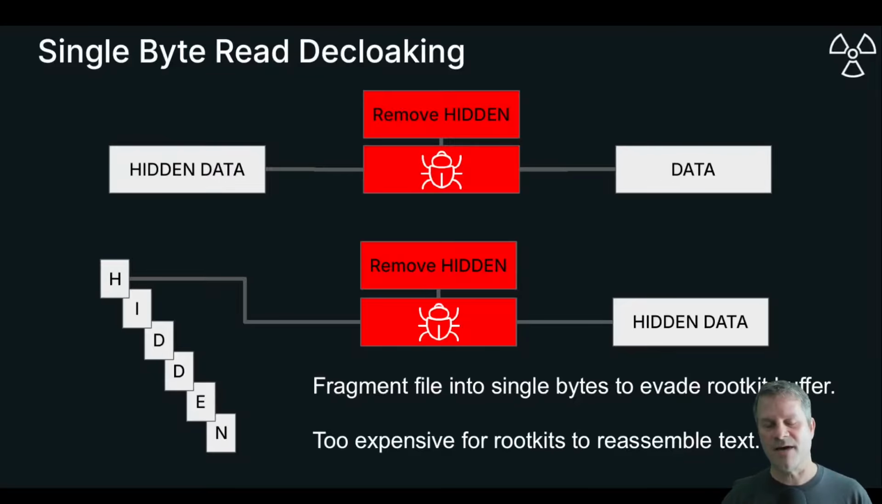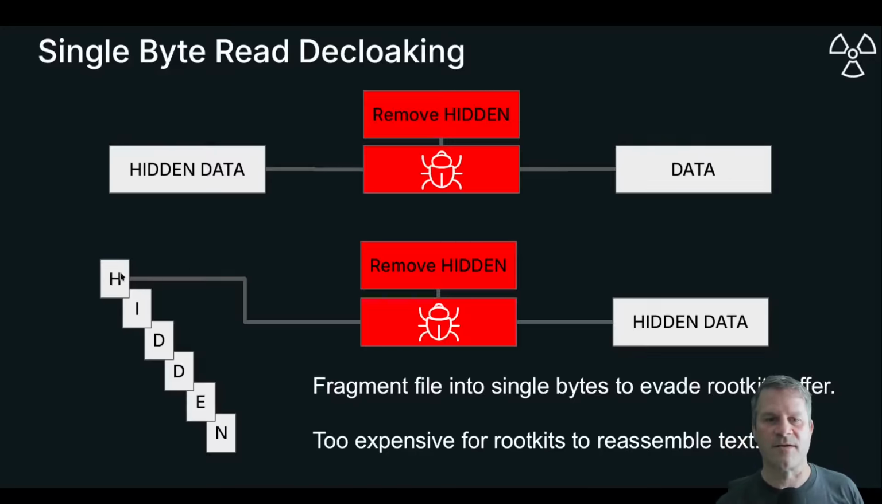So what do I mean by that? Okay, so up top here we have our standard rootkit, and let's say I want to hide the file hidden data. And anytime I see the word hidden, I told my rootkit, scrub that from the output. So the hidden data comes in, it removes the word hidden, and on the outside, we just have the word data. Great, but that only works because the rootkit is looking for entire strings of text.